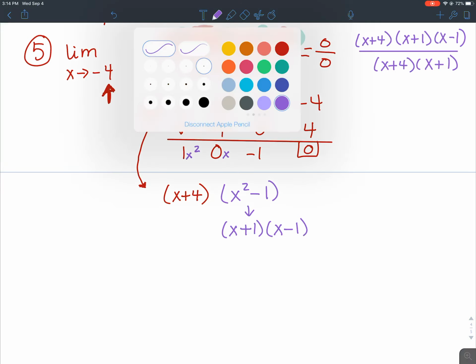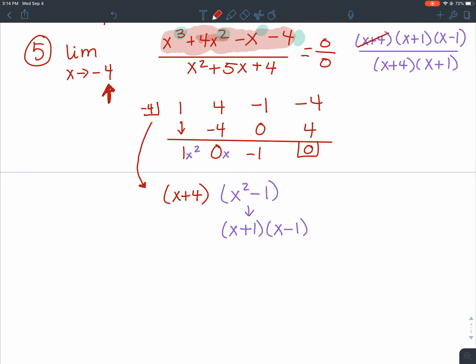Now it's my favorite part. Cancel. Cancel this guy with this one in the bottom. Cancel the x plus 1s. And there's nothing else to cancel. So I am plugging into x minus 1. So I have -4 minus 1, which equals -5.